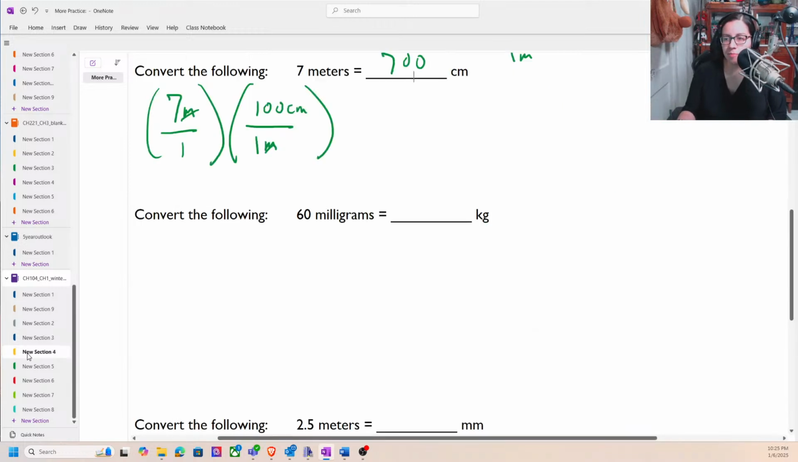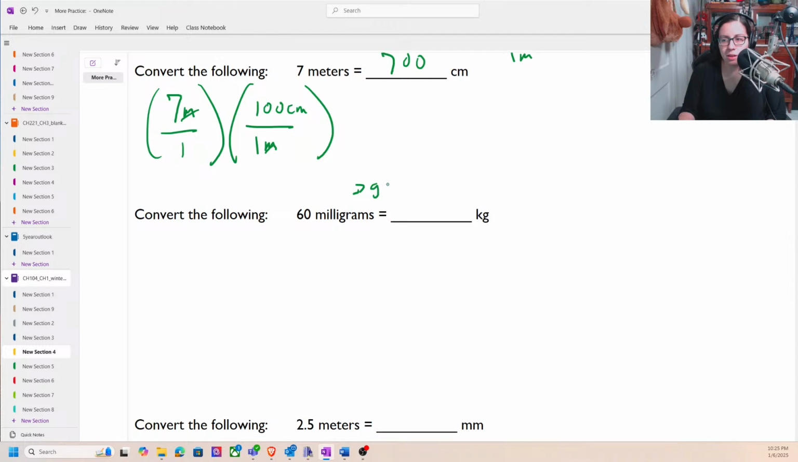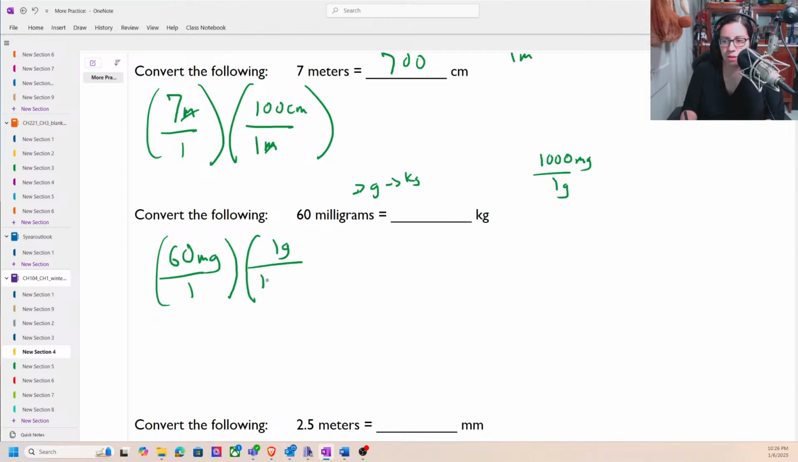And so if you're not sure, I always say, let's go back to our base unit. So we can go from milligrams to grams, then to kilograms. So let's start off with this method. And so again, we'll go 60 milligrams. So we said milli was 1 times 10 to the negative third. So 1,000 milligrams in 1 gram. I'll have to flip that. So then I want 1 gram on top, 1,000 milligrams on bottom. Okay, so that brings us to grams.